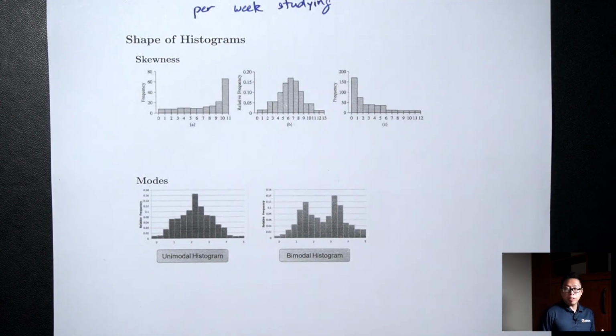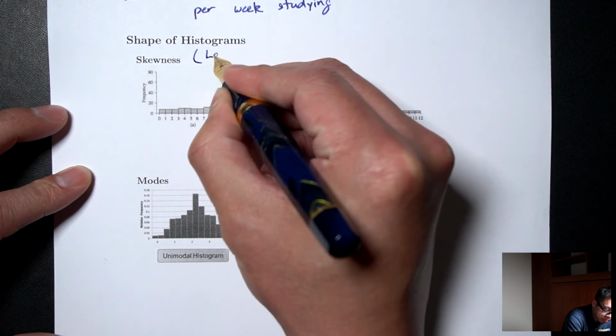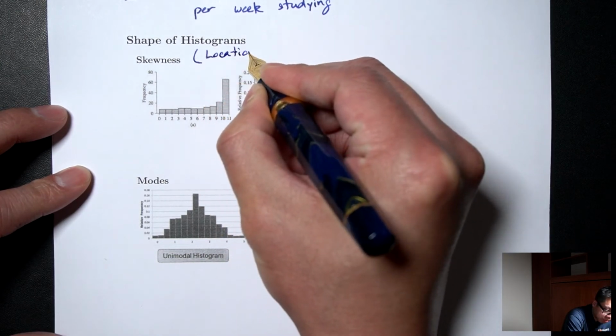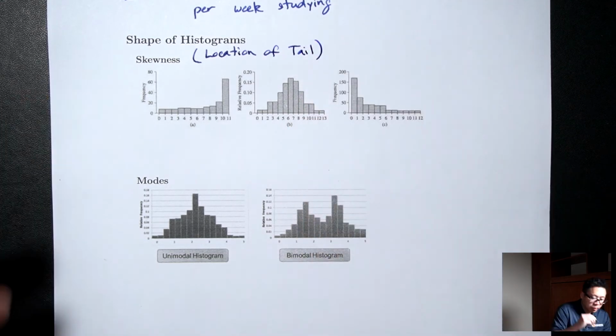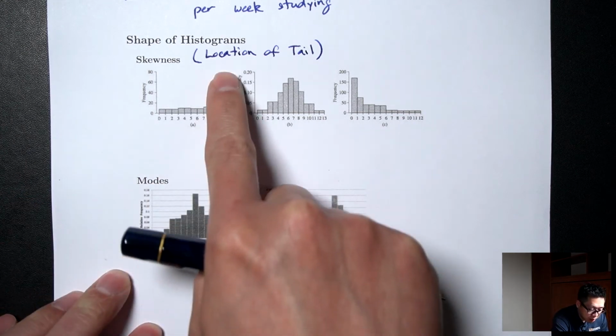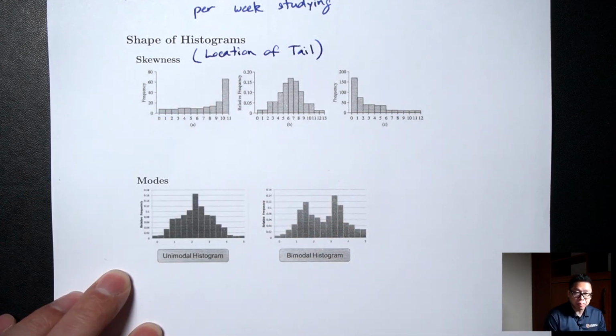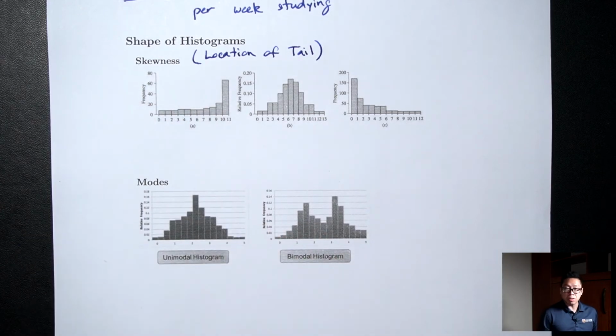We'll need some vocabulary now to describe the shape of histograms. Skewness refers to the location of the tail. So here's a histogram. I have a peak here, and then this part here on the left side is called the tail. So when I have a peak on the right side and the tail on the left side, that's called skewed left.